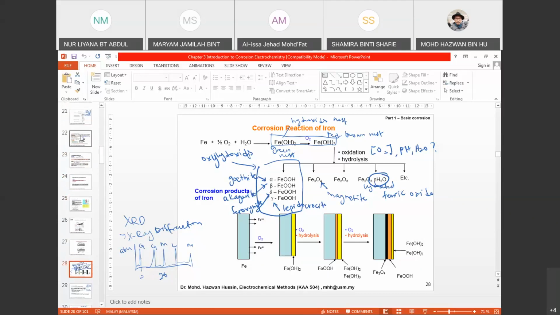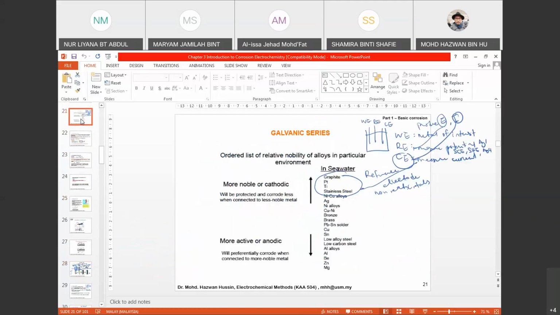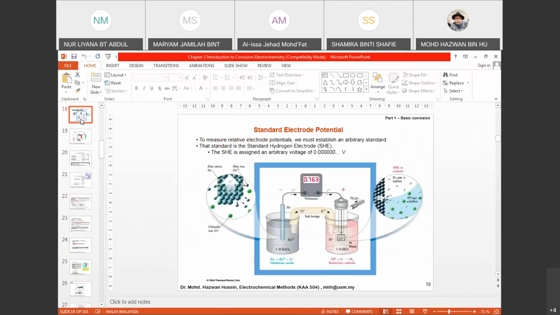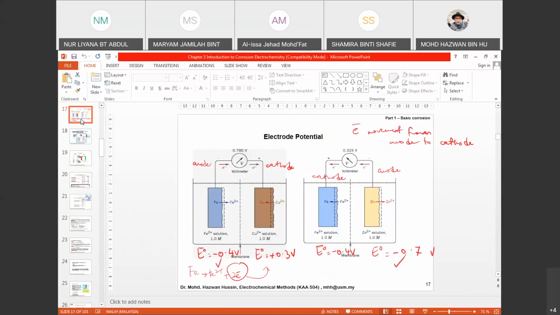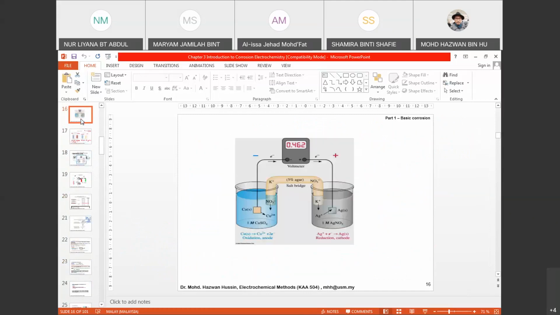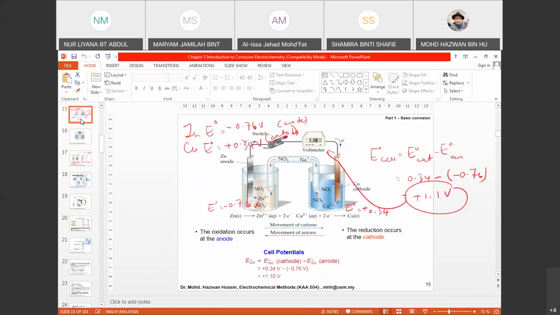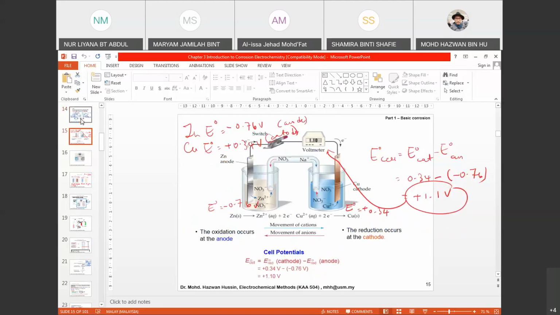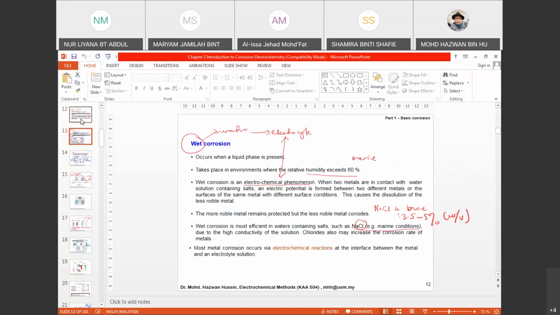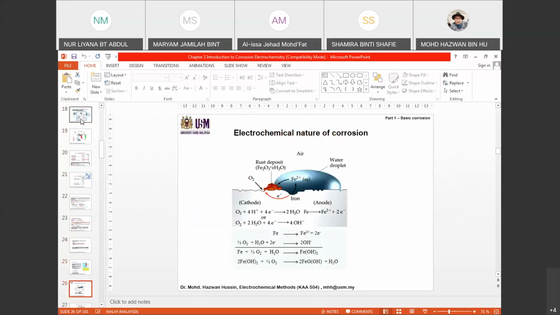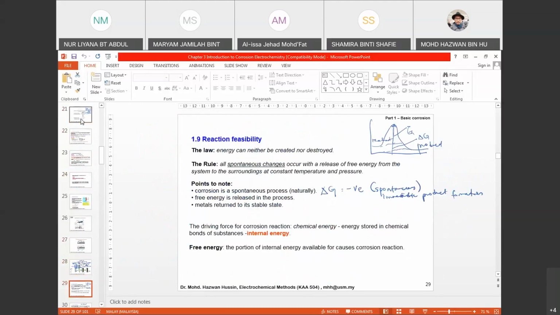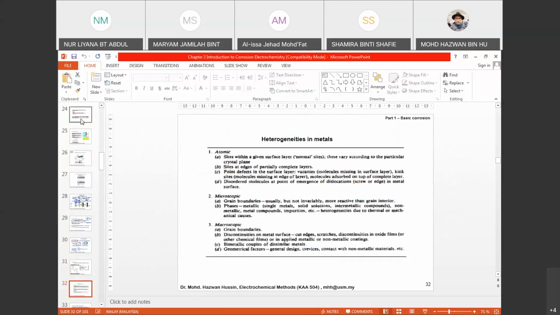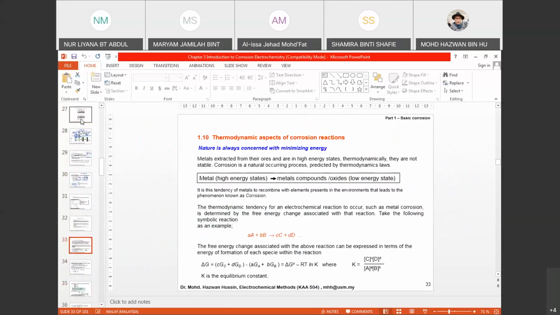I think we also have seen what would be the consideration in electrochemical corrosion process. We need understanding of anode and cathode. Anode is always a process of oxidation, while cathode is the process of reduction. Okay, and probably today we are going to continue with the thermodynamic aspect on corrosion reaction.